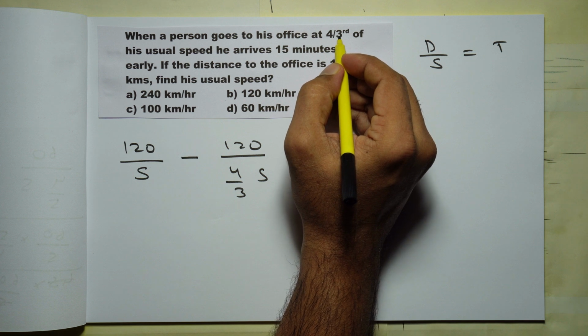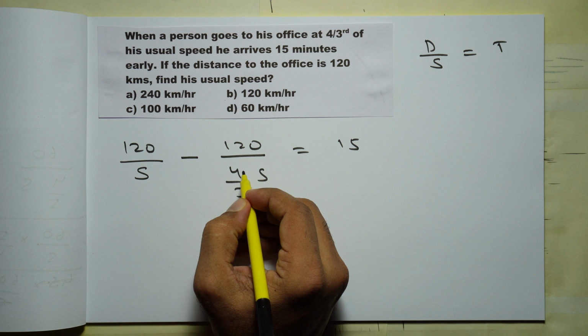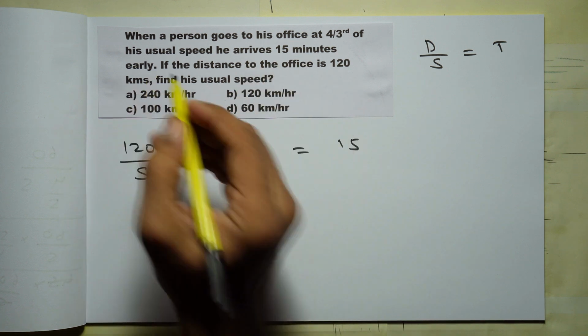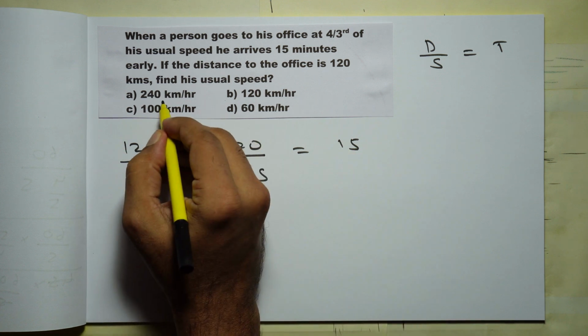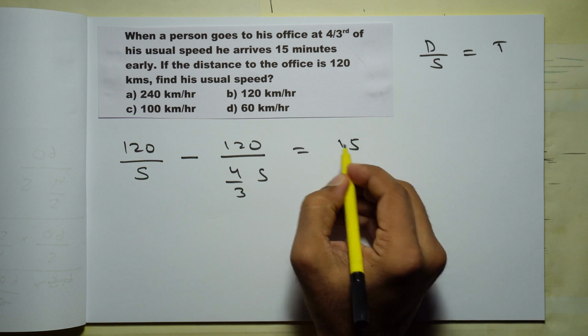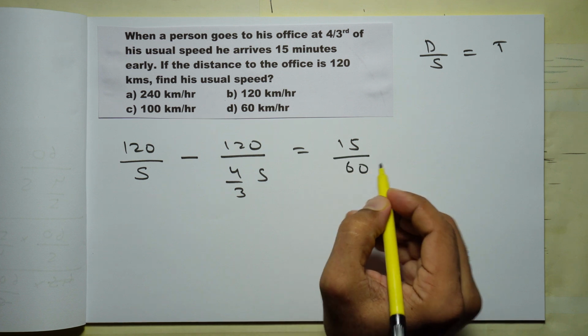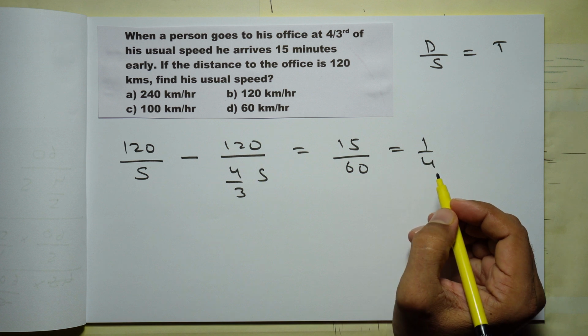4/3 of the speed means he has increased the speed a little bit. Now, when you increase the speed, you will require lesser time. He arrives 15 minutes early means he requires 15 minutes less. Now answers are given in kilometers per hour. So these 15 minutes will convert into hours. To convert minutes into hours, you have to divide by 60. So 15 divides 4 times. So 15 minutes is 1/4 of an hour.